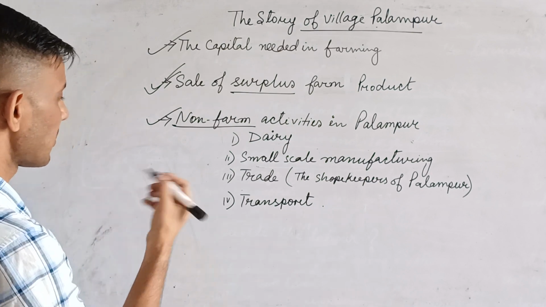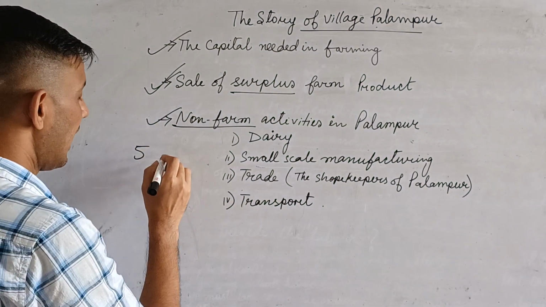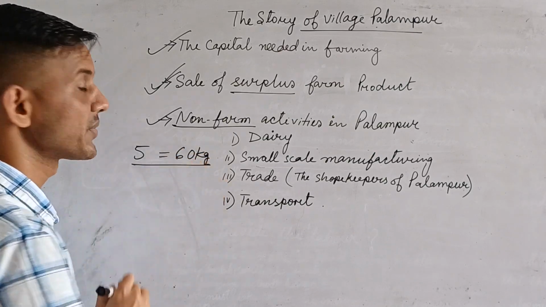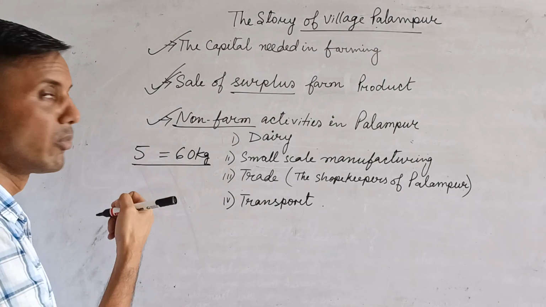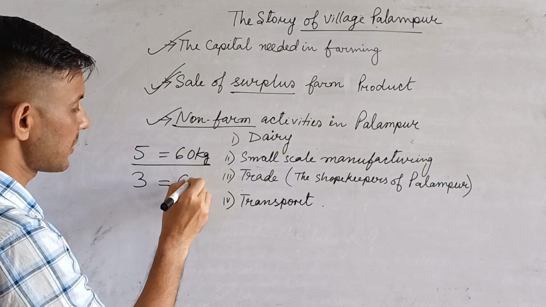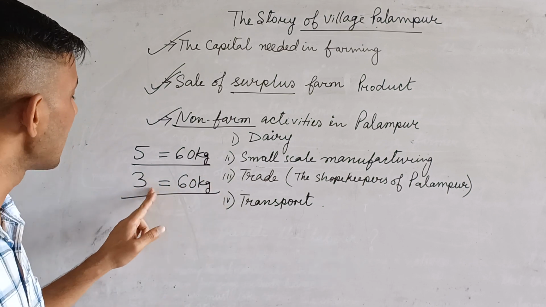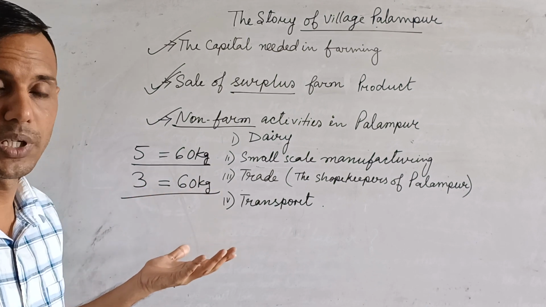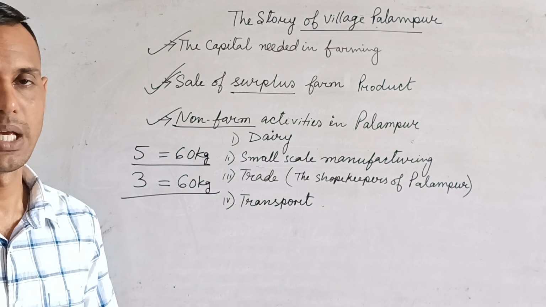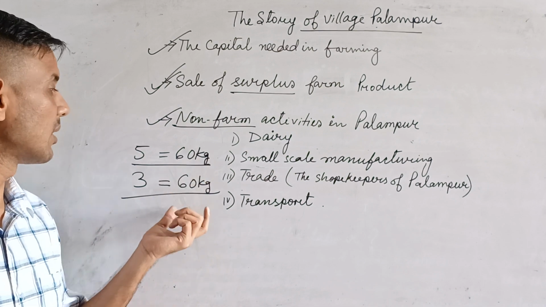For example, suppose in agriculture 5 laborers are there and they have produced 60 kg. Okay, 5 laborers can produce 60 kg. If I remove 2 laborers, then there are 3 laborers. Then again the production is the same, 60 kg. What is the meaning? It means when I removed 2 laborers, there was no change in output. It means those 2 laborers were the hidden or disguised unemployment. If you remove these laborers, it will not affect the total production.